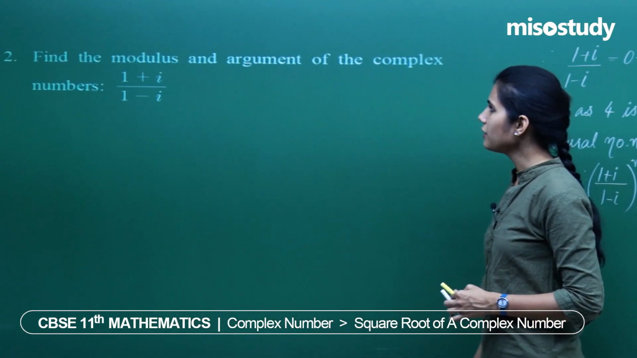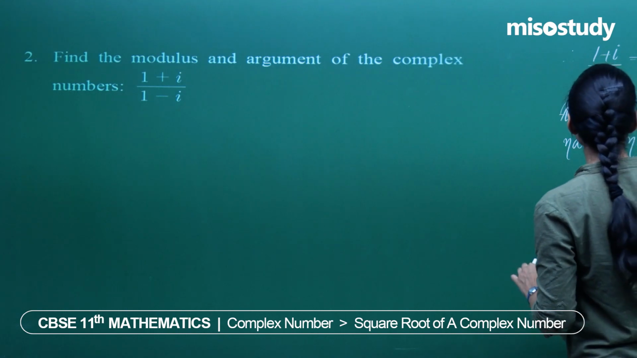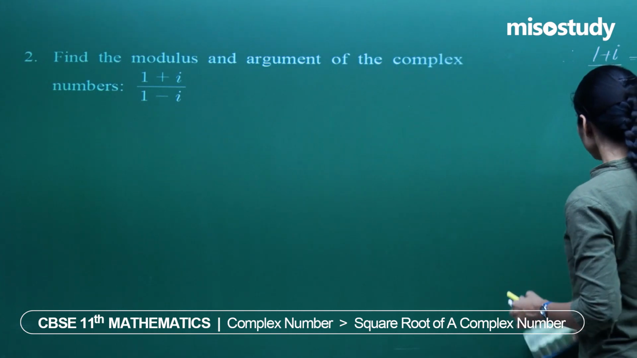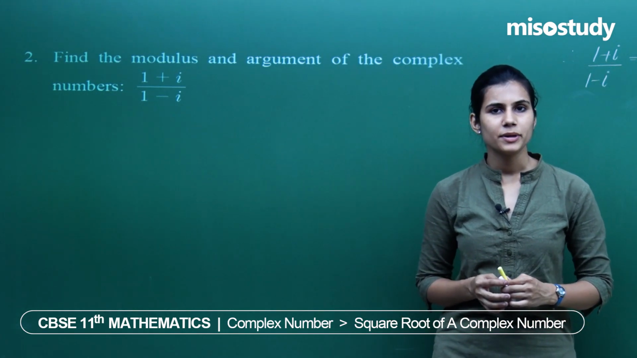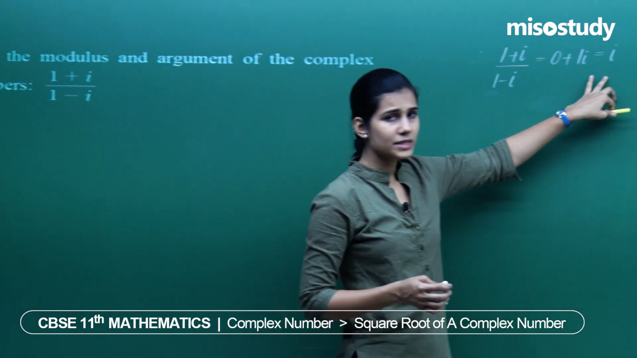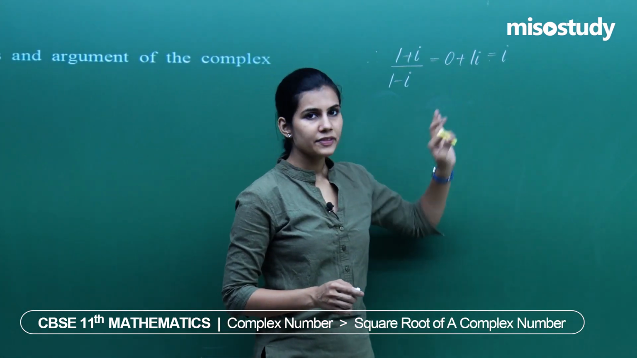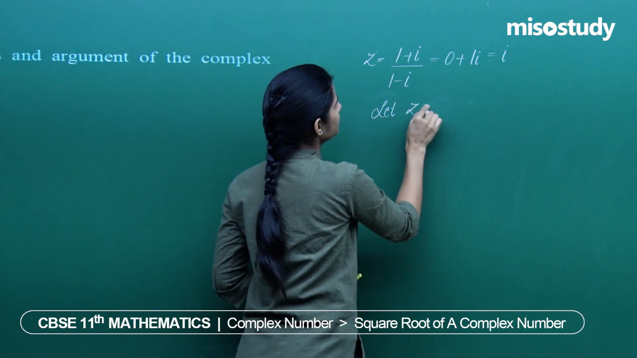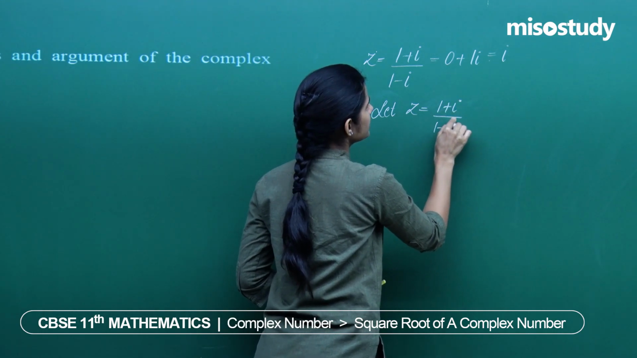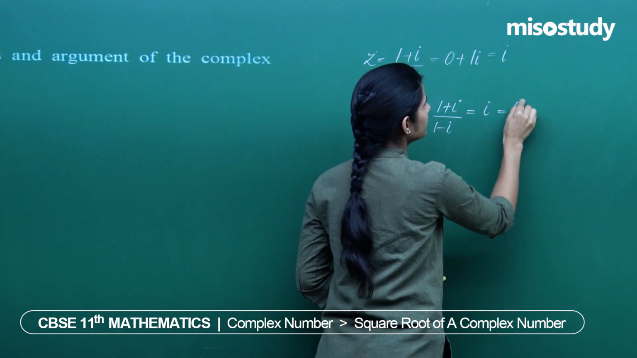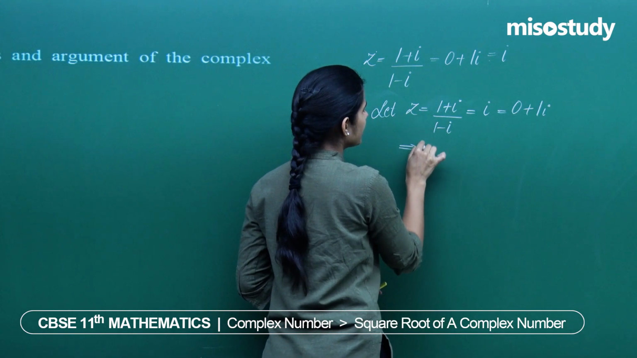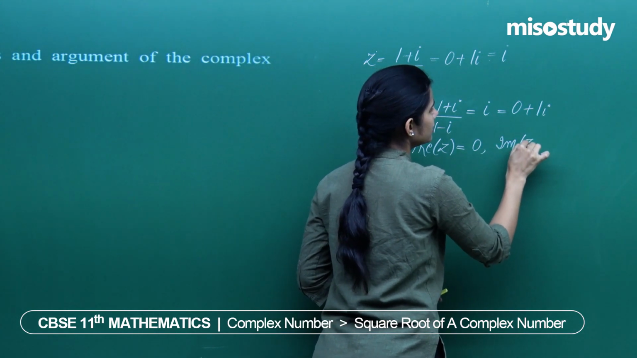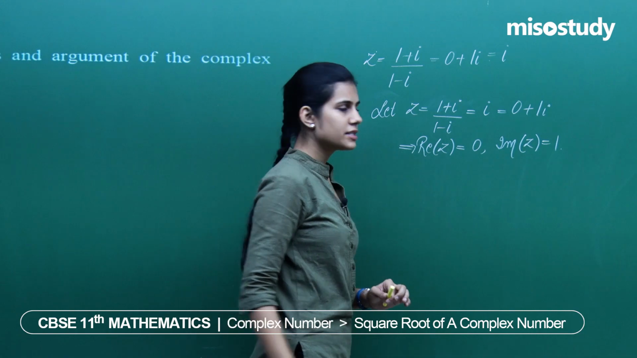Next question says that find the modulus and argument of this complex number. Again we have the same complex number, (1 plus iota) upon (1 minus iota). I just told you how to decode the real and the imaginary part of it. It comes out to be iota. Let z be (1 plus iota) upon (1 minus iota), which we know is iota, which can be written as 0 plus 1 iota. This implies real part of z is 0, imaginary part of z is 1. Find the modulus and argument.